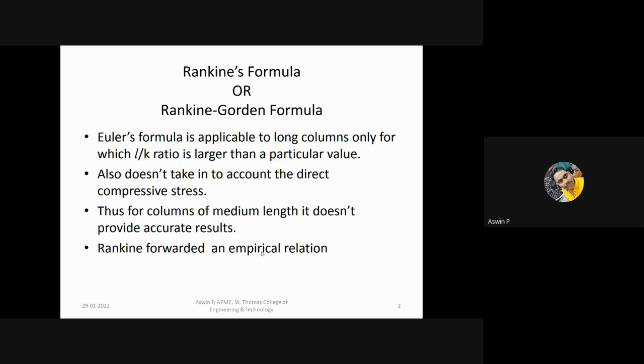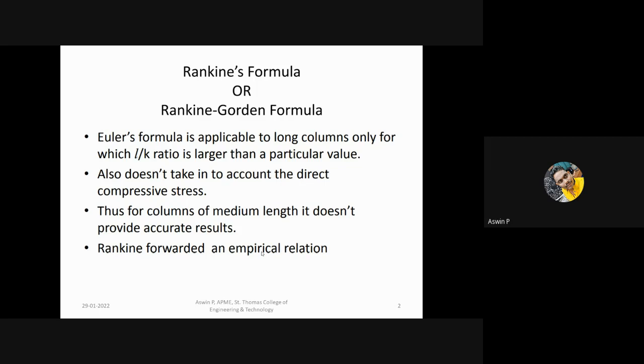If you write point by point, that will be easy for you to study. So first point: Euler's formula is applicable to long columns only.